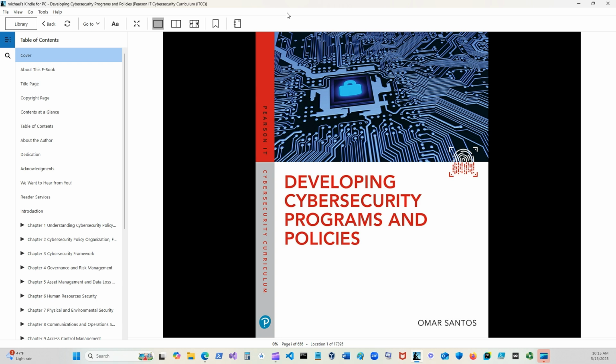Then you'll have a leg to stand on, and you'll say, okay, look, this is what I have been taught. This is what I'm learning, and this is the way we need to write these policies, right? Because you have a lot of things. Well, let's go through the cover. Okay, so let's start. It's Developing Cybersecurity Programs and Policies by Omar Santos, Cybersecurity Curriculum by Pearson IT, right?